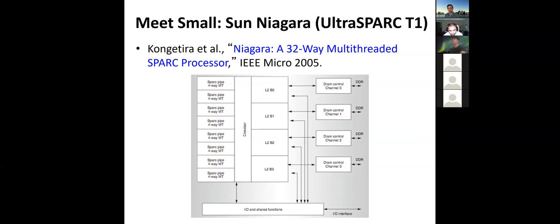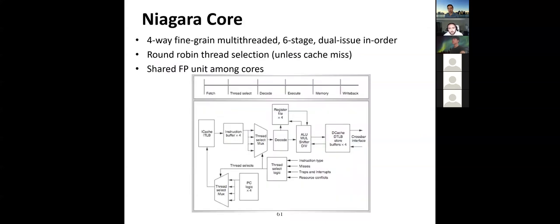So this is a small 32-way multi-threading SPARC processor. Remember, 32-way multi-threading here, and we're talking about 15 years ago, right? Something that most people cannot build right now. So they had a 4-way fine-grained multi-threading, 4-stage dual-issue in-order pipeline. There's an order part. So now everything I'm going to say in this slide shouldn't be cryptic for you.